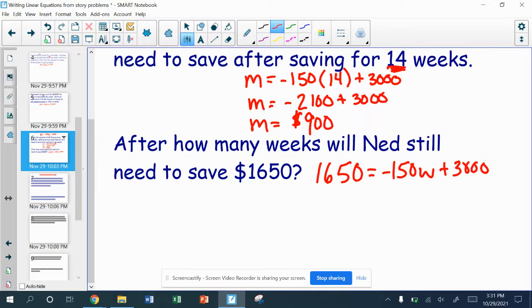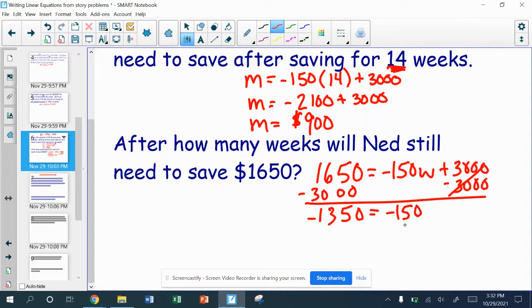Okay, so to solve this one, now we're actually solving an equation this time, right? Not just crunching numbers. We would get rid of the 3,000, which is going to give me a negative 1,350. And then I would want to divide by that negative 150. And that would be 9. So it would be 9 weeks.